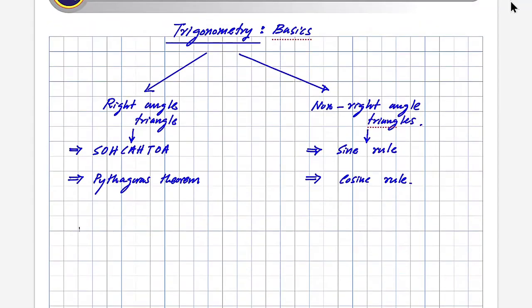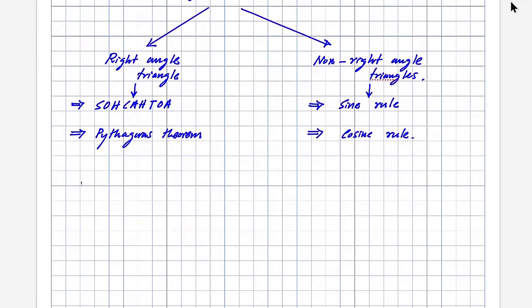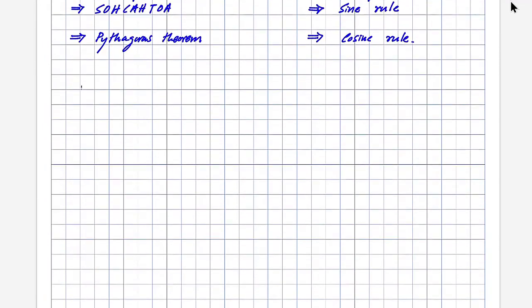So firstly, I'm going to do right angle triangle part and then non-right angle triangle part, and that's the basics of trigonometry. Next part is advanced version of trigonometry. We need that, right? Now, let's talk about right angle triangles, related theory.